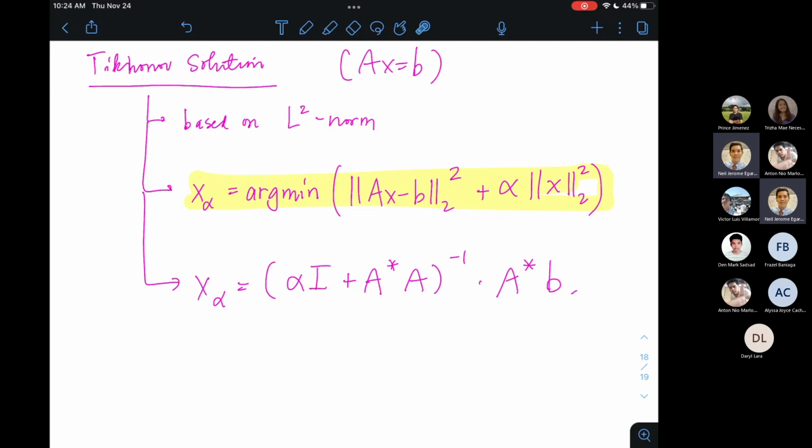Because if alpha is equal to 0, then the second term in your objective function goes out. So you'll be left with a minimization of the residual. So minimize mo lang yung L2 norm ng error, right? So, pero we want to get the balance between the two. Sacrifice some of the accuracy that you don't need in favor of minimizing the solution norm, right?